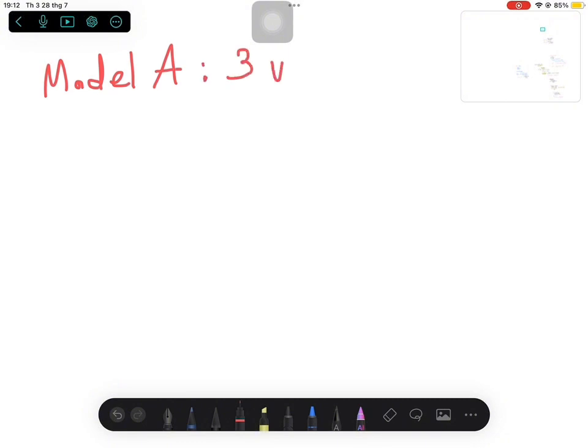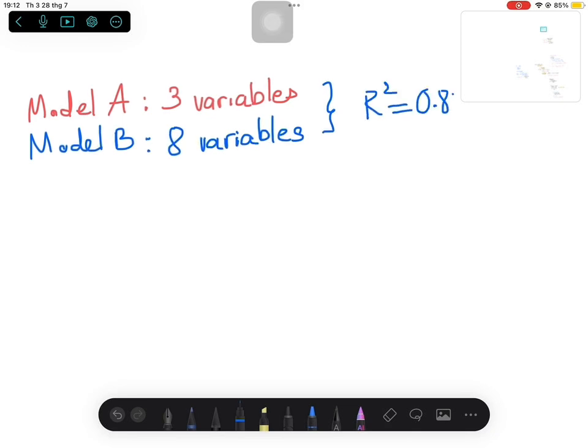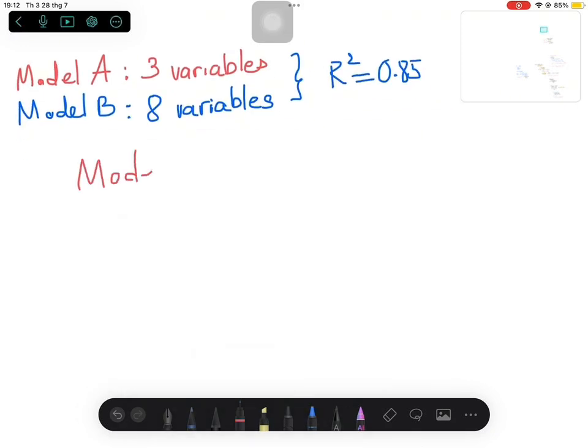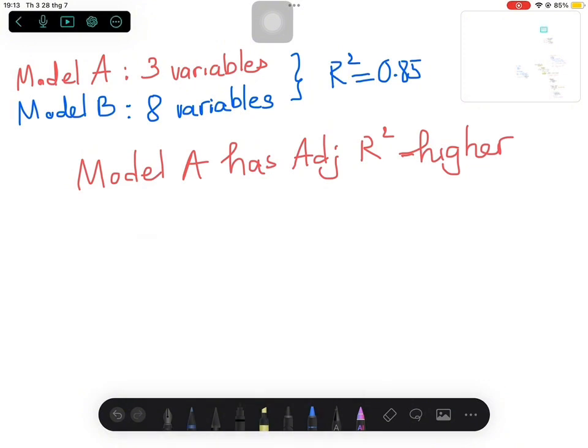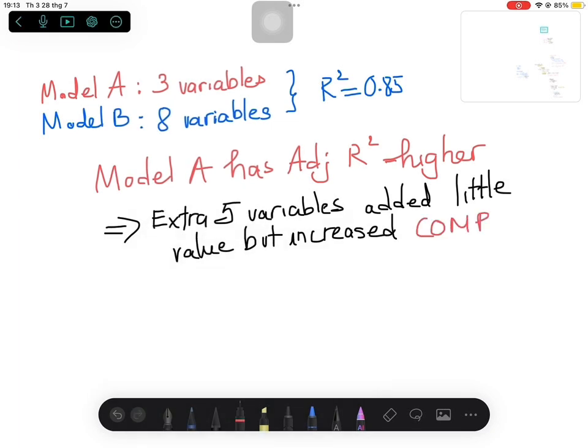For example, model A uses 3 variables, model B uses 8 variables. Both have R squared equals 0.85. But model A has a higher adjusted R squared, so the extra 5 variables add little value but increase complexity.